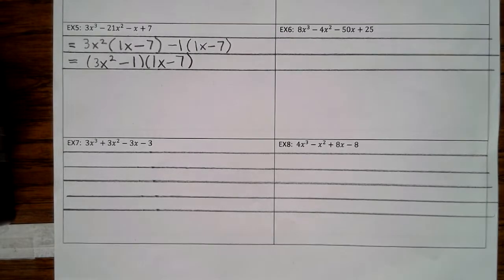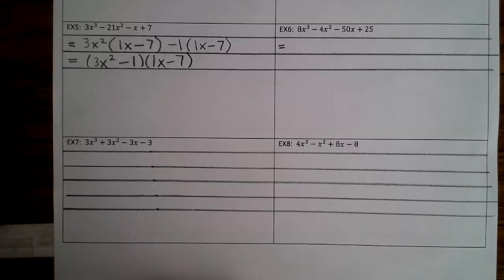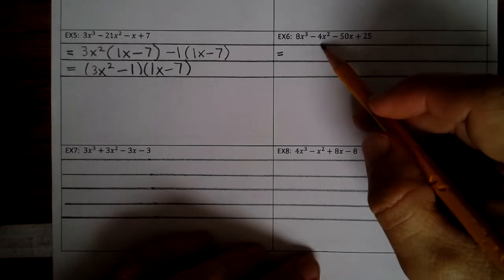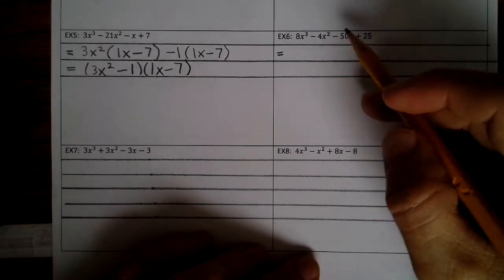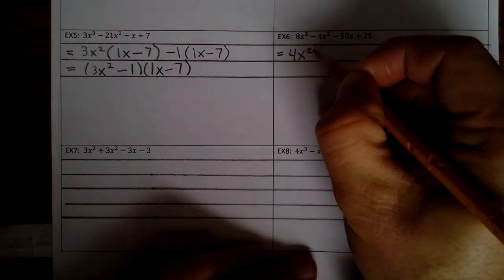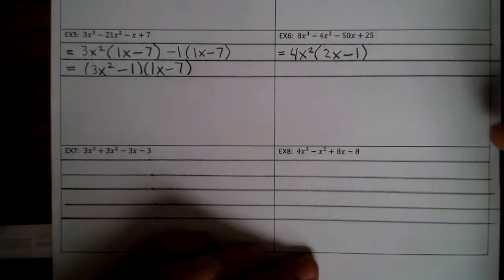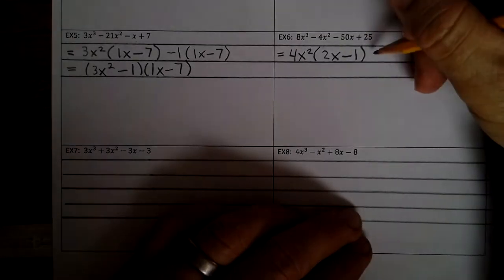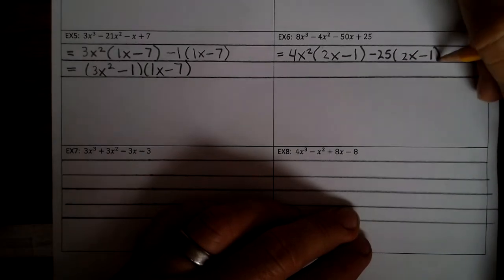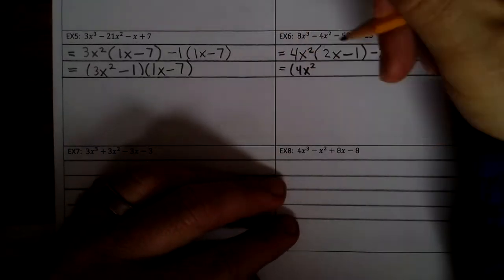All right, so let's look at example 6. Okay, so here, step 1, group terms, they look like they're grouped. Step 2, factor common binomials. So here we can factor out a 4x squared, which leaves 2x minus 1. And here we can factor out a negative 25, which leaves 2x minus 1. So then we have 4x squared minus 25 times 2x minus 1.